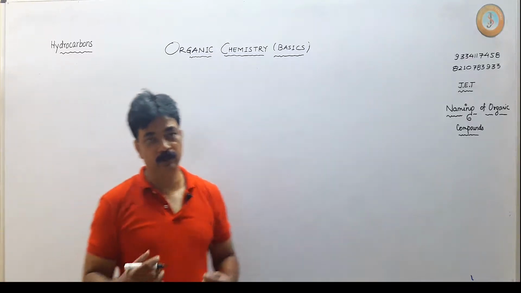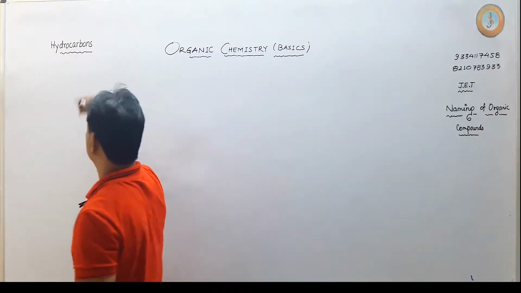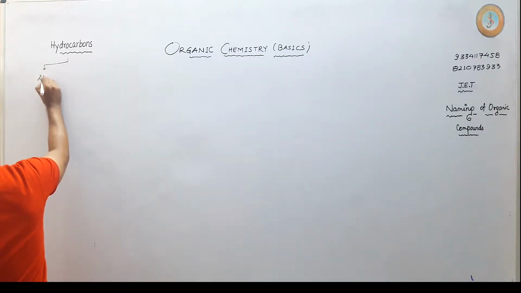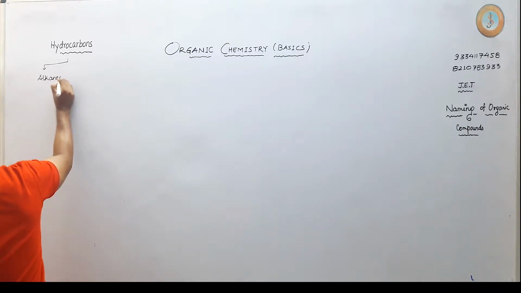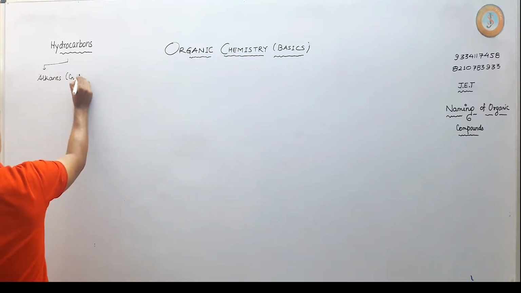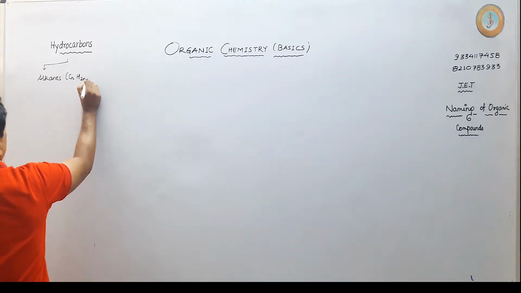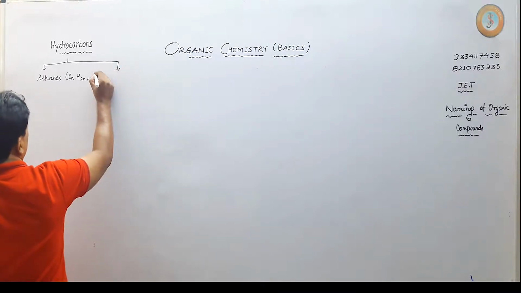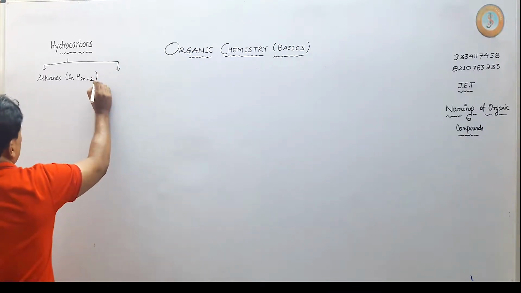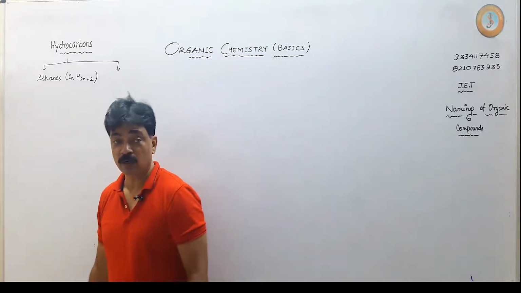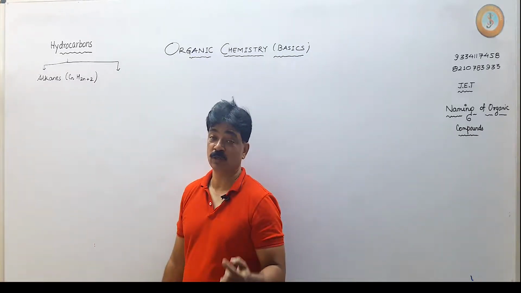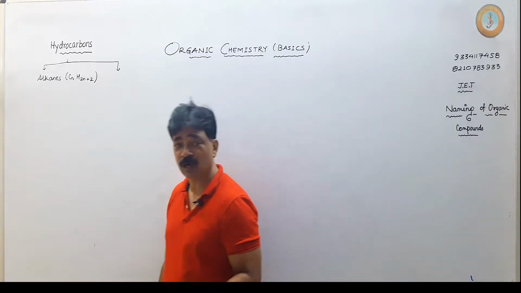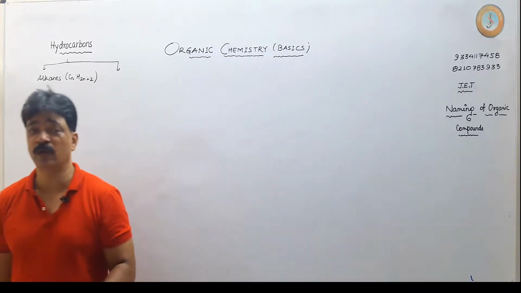So children, we did alkanes. Among hydrocarbons, we did alkanes in the previous video, and we can safely write down the general formula of alkane as CnH2n+2. That means the number of hydrogen atoms is double the number of carbon atoms plus 2. Once again I am telling you, the number of hydrogen atoms is double plus 2 than the carbon atoms. That means if you know the carbon atoms, double it, add 2 to get the hydrogen atoms.